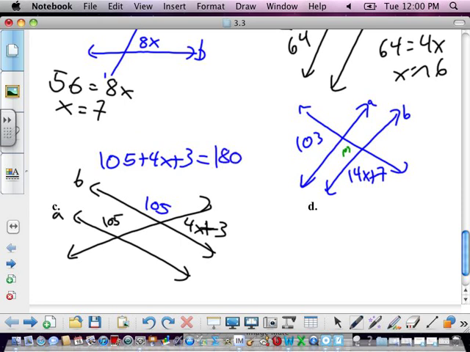105 plus 3 is 108. Plus 4x equals 180. Subtract 108. 4x equals 72. Divide by 4. X equals 18.